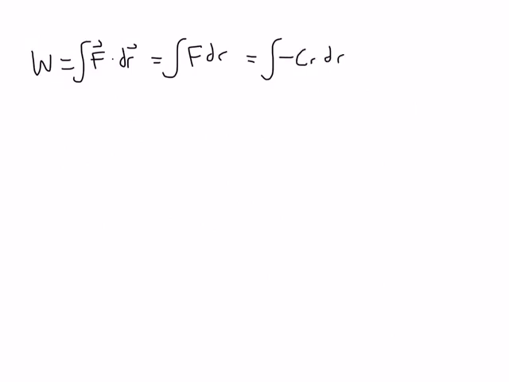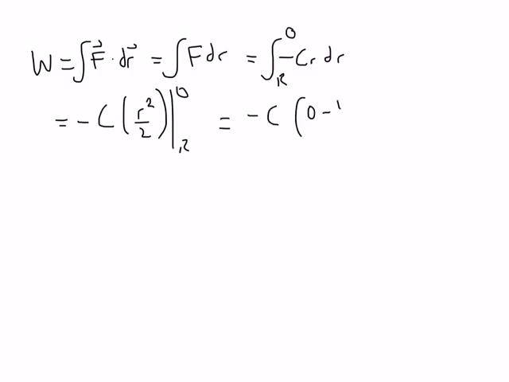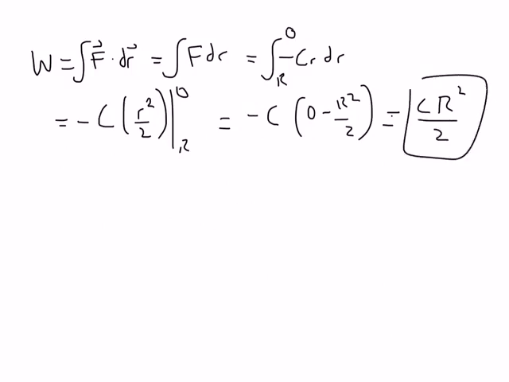And now I have to figure out the ends of our integral. So we're going from the surface to the center, right? So the order matters. Negative c comes out of the integral. The integral of r dr is r squared over 2. And so this is negative c times 0 minus r squared over 2. So we get c r squared over 2. That's the work done by gravity as you fall from the surface to the center.